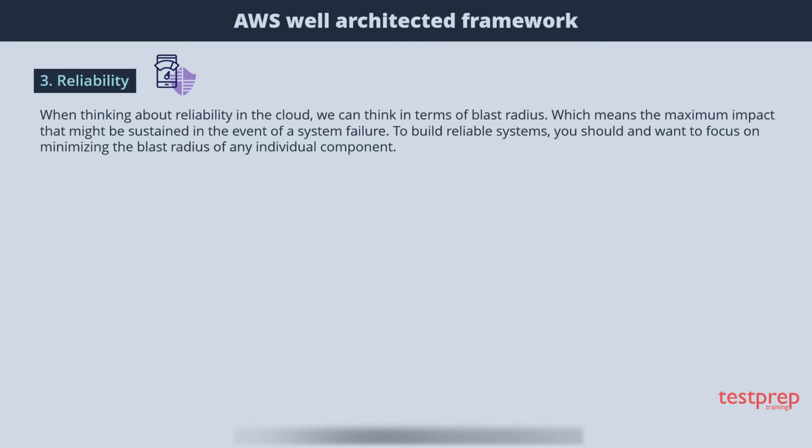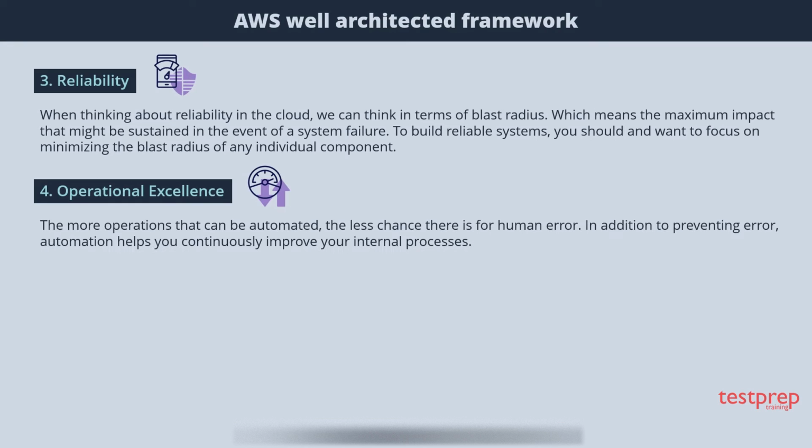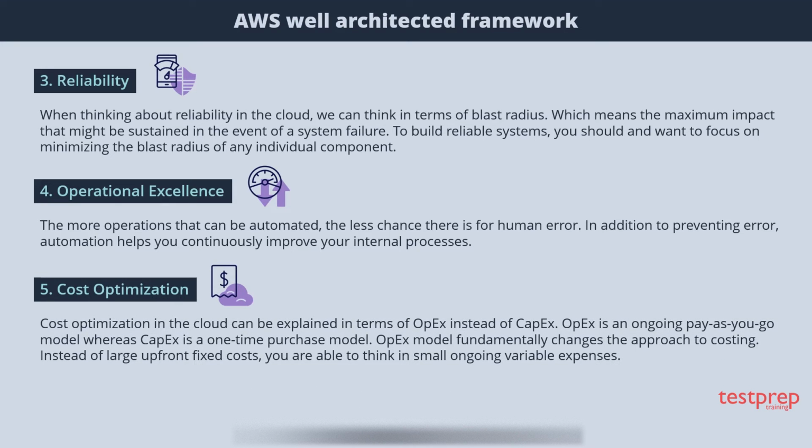4. Operational excellence. The more operations that can be automated, the less chance there is for human error. In addition to preventing error, automation helps you continuously improve your internal processes. 5. Cost optimization. Cost optimization in the cloud can be explained in terms of OpEx instead of CapEx.